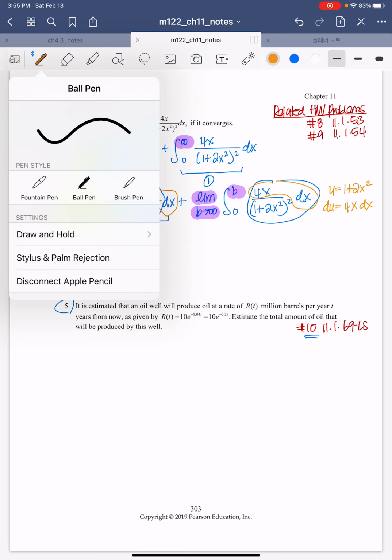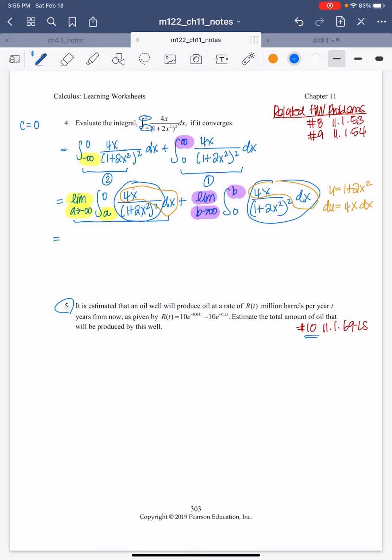So applying the u substitution, I'm going to have limit as a approaches negative infinity, and then this will be still a to 0. This part is u squared, and this part is du. So I have 1 over u squared du. And then same thing, limit as b goes to infinity. I'm going to have 1 over u squared du.